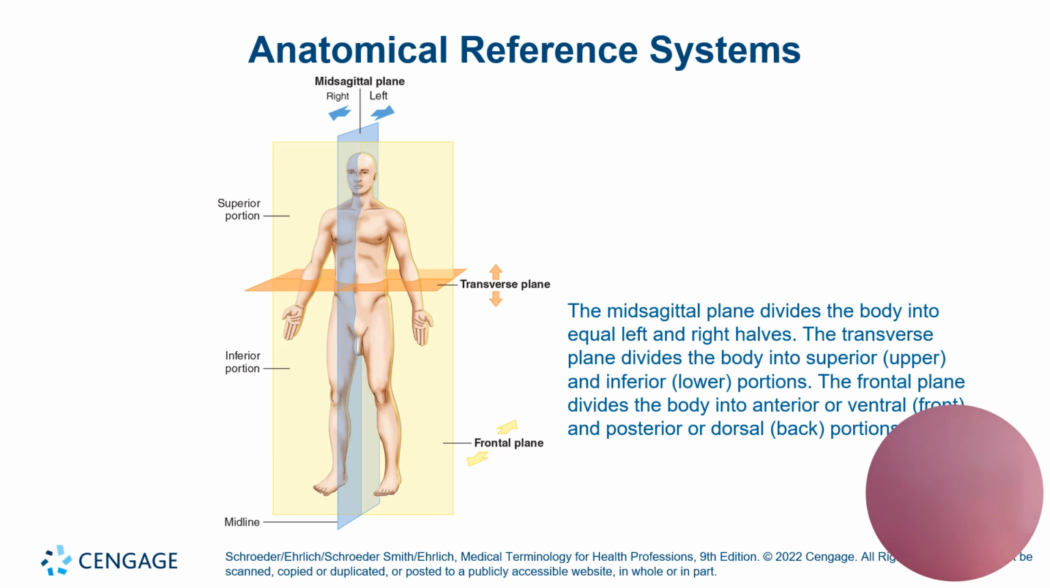We look at the horizontal plane. The horizontal plane consists of the transverse plane, which divides the body into superior, which is going to be the upper portion of the body, and inferior, which is the lower portion. So anything that is above will be superior, anything that is below will be inferior.